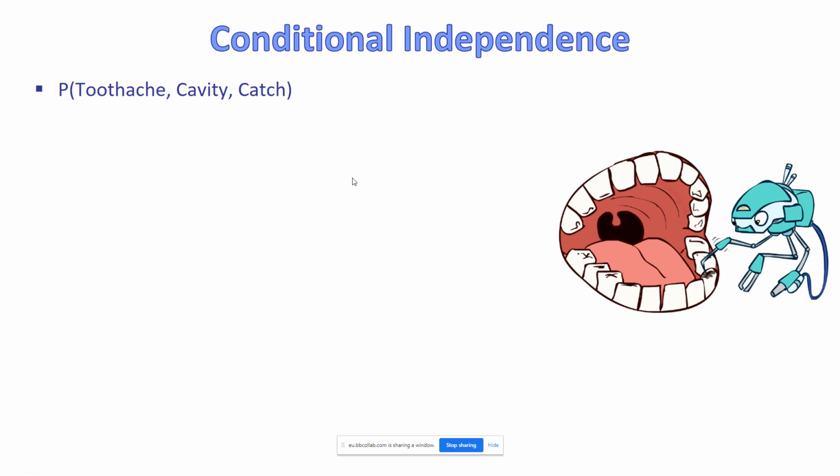But now I know that there is a cavity, Faisal. That's the new evidence. I know there is a cavity. If I know there is a cavity, knowing toothache will make any change in my belief that there will be a catch or not? And if I know that there is a pain in the teeth, knowing that already there is a cavity, will it change my belief that there will be a catch or not? What do you think, Faisal?